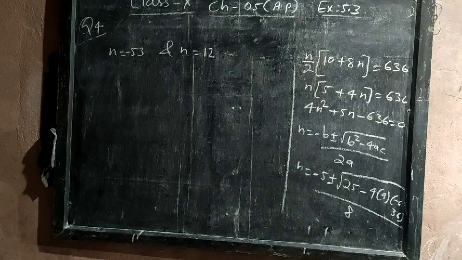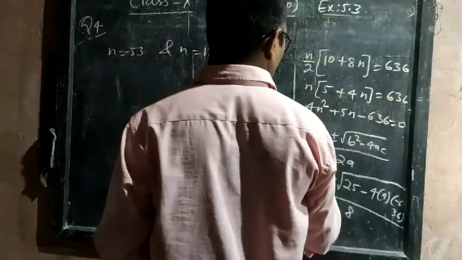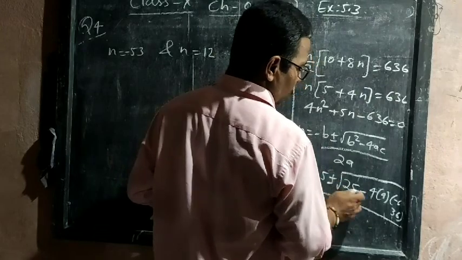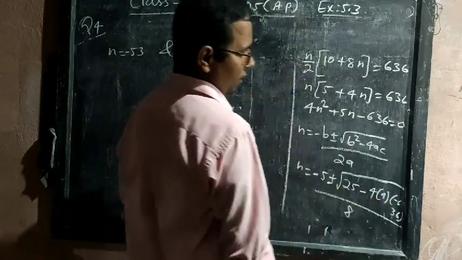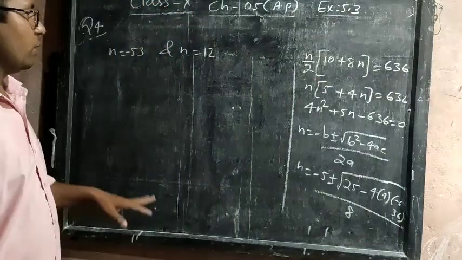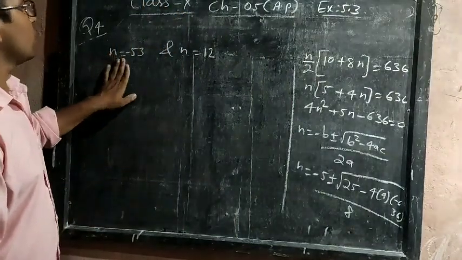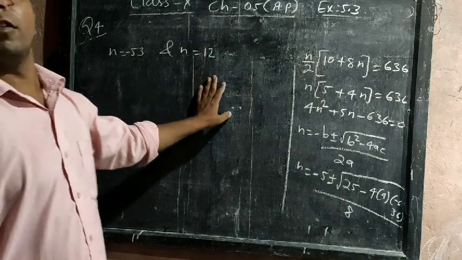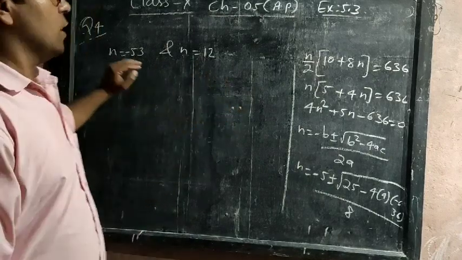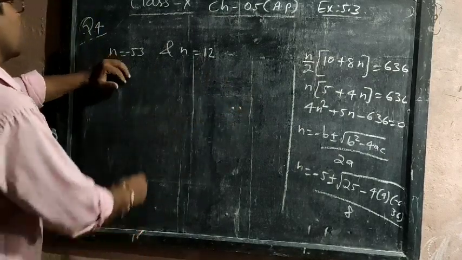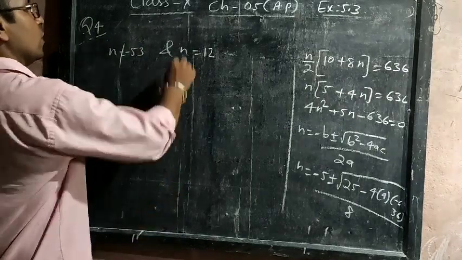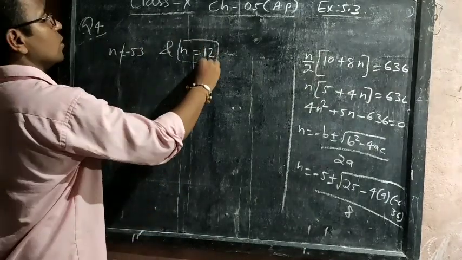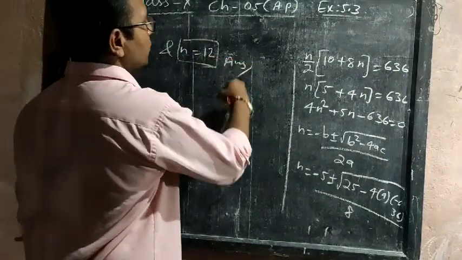So now students, by solving this one, n is equal to minus 5 plus minus root 25 minus 4 into 4 into minus 636, by 8. By solving all these calculations, we will get n is equal to minus 53 by 4 and n is equal to 12. So students, the number of terms cannot be negative. So that one is not our answer. The number of terms should be positive. So our answer is n is equal to 12.